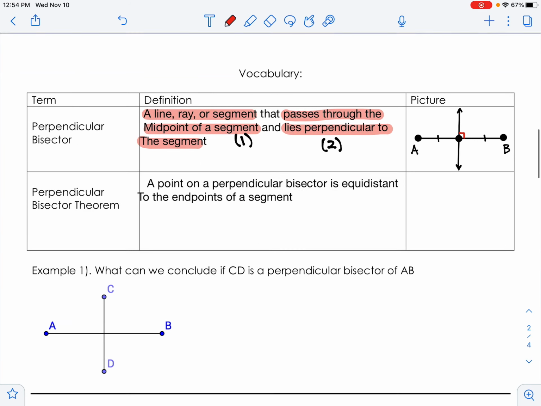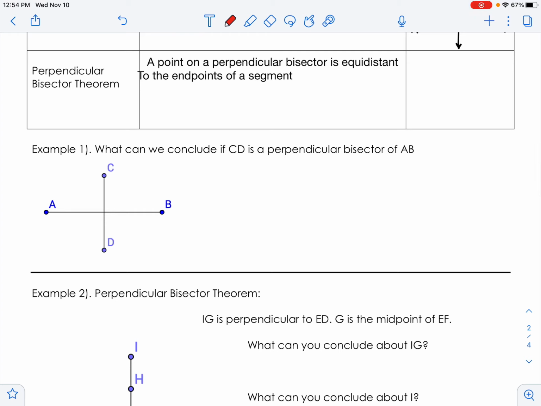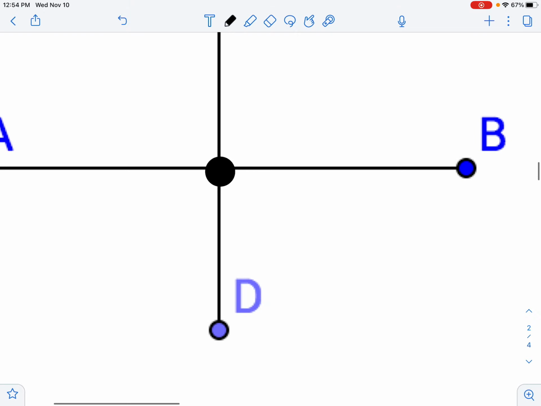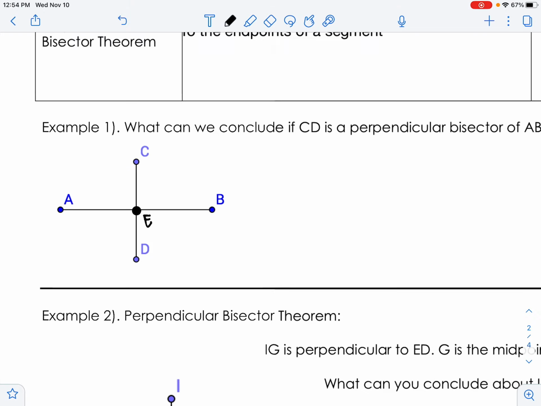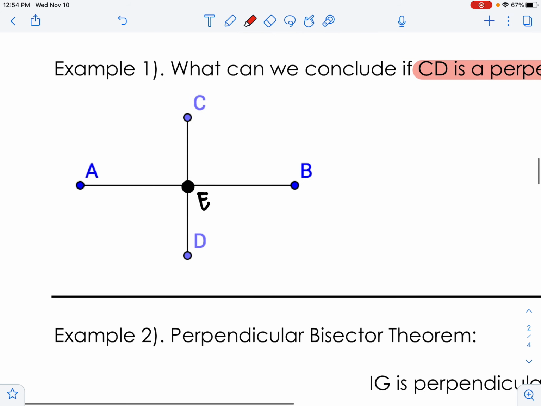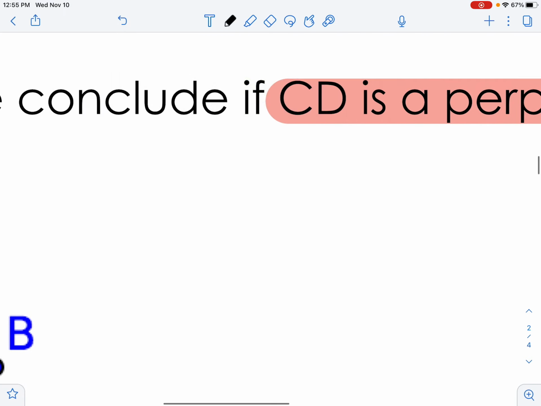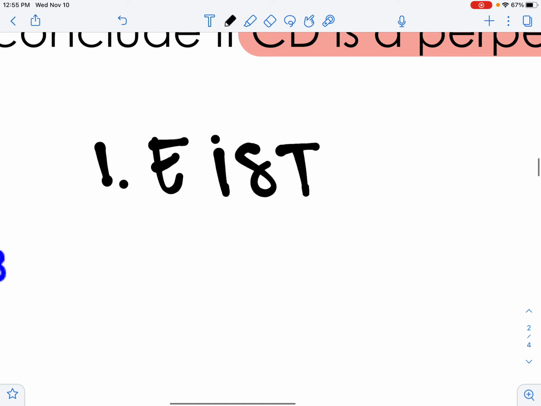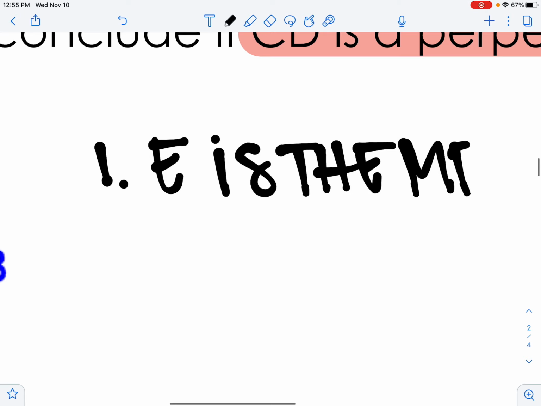So again, we're going to come down to example 1. It says, what can we conclude if CD is a perpendicular bisector of AB? Here's what I want us to do first: put our midpoint in there, and let's call that E. What I'm giving you is that CD is a perpendicular bisector of AB, so CD is bisecting AB. The first thing I know is that E has to be the midpoint of AB.